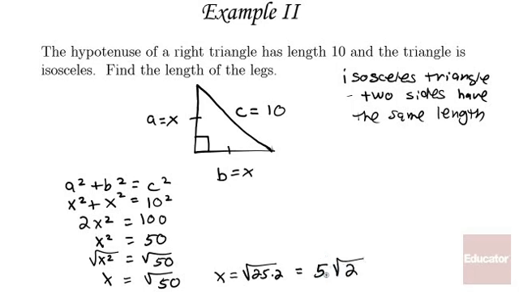So the length of the legs is 5 root 2. So this side is 5 square root of 2, and this side is also 5 square root of 2. And I was able to solve that because I'm aware that an isosceles triangle has 2 sides that are the same length, and I was given the hypotenuse. So using the Pythagorean theorem, by having both these sides be the same, I was left with one equation with one variable, which I can solve. And I found that it's 5 square root of 2. That's the length of the legs.